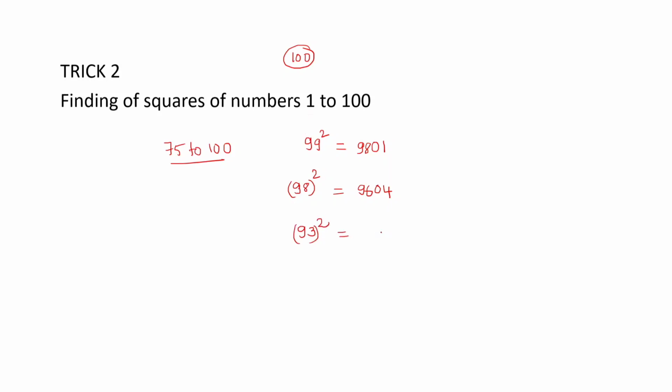If you want to find 93 square, then what is the difference between 100 and 93? That is 7. Write down 7 square here, 49. Subtract 7 from 93. That is 86.